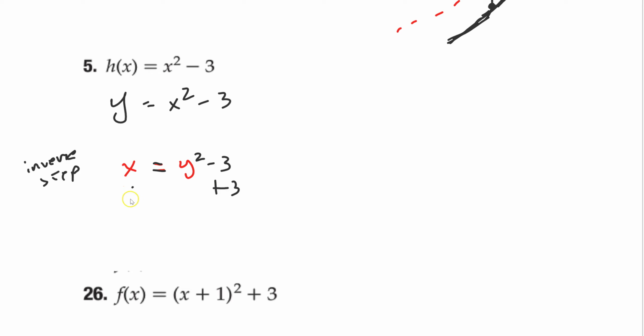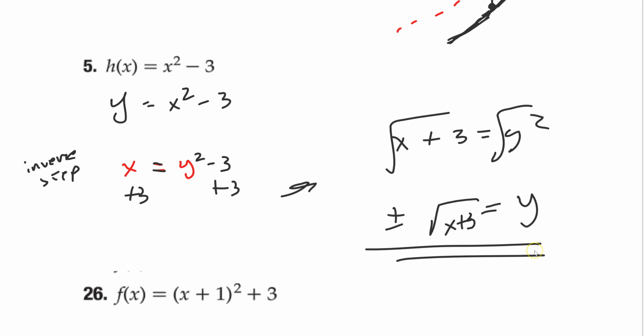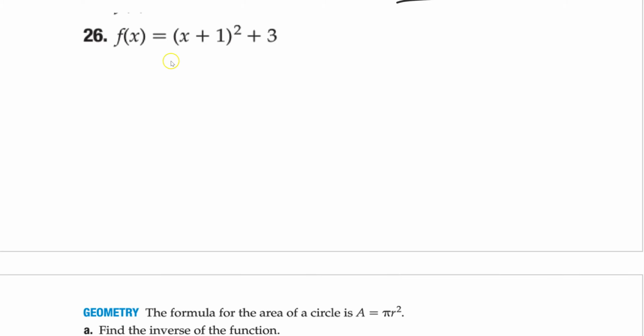Solve for y. x plus 3 equals y squared. Square root it. And we get y equals plus or minus the square root of x plus 3. This is one of the things we haven't learned how to graph yet. We don't have to graph all of them. So that's something we haven't learned how to graph yet. That's actually the next lesson. Anyway, last one of these to practice.